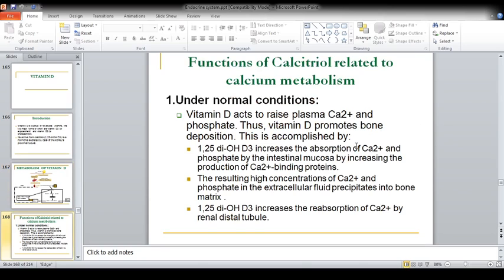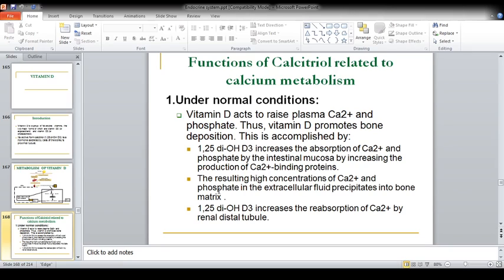So under normal conditions, vitamin D acts to raise plasma calcium level and phosphate level. Thus vitamin D promotes bone deposition. This is accomplished by 1,25 dihydroxy cholecalciferol increasing the absorption of calcium and phosphate by intestinal mucosa, by increasing the production of calcium binding proteins in the intestinal mucosa.